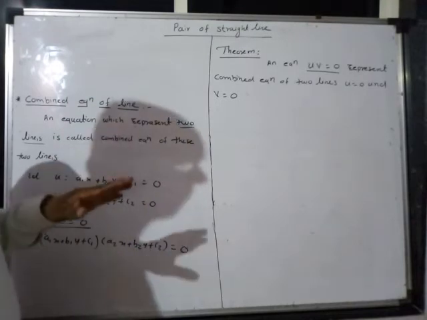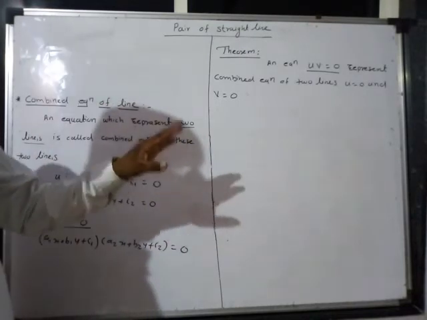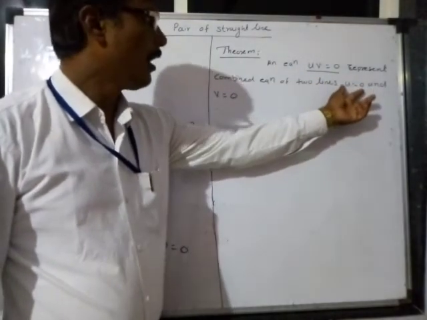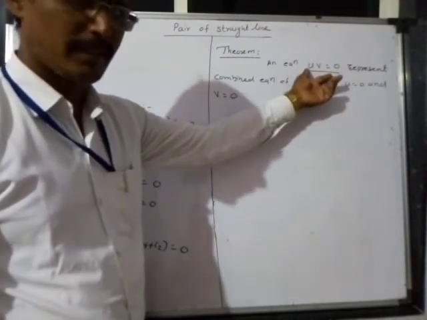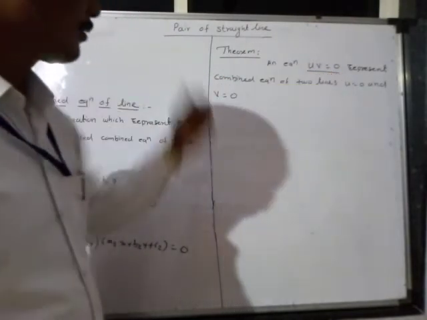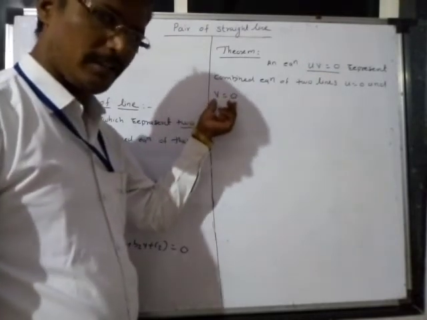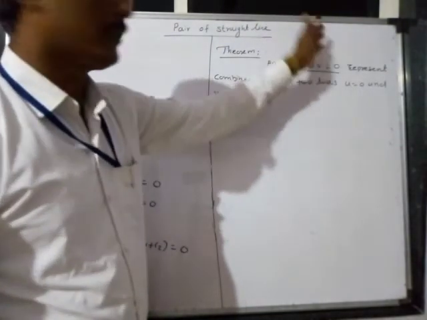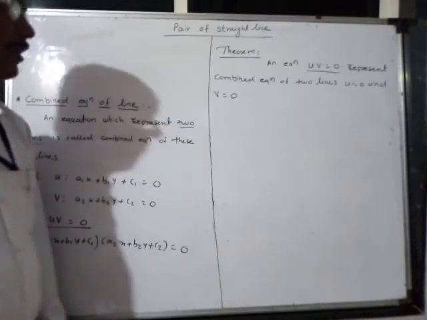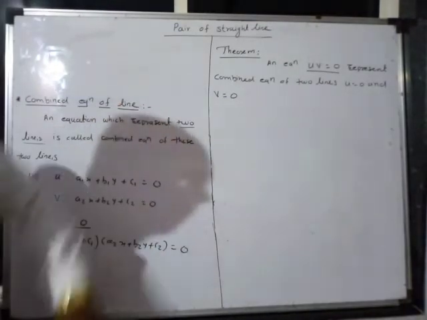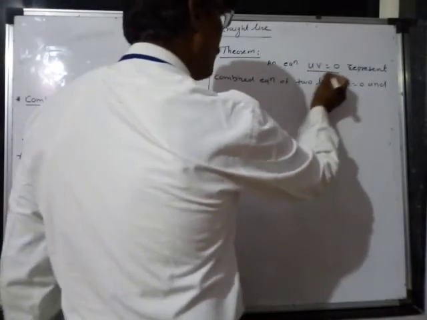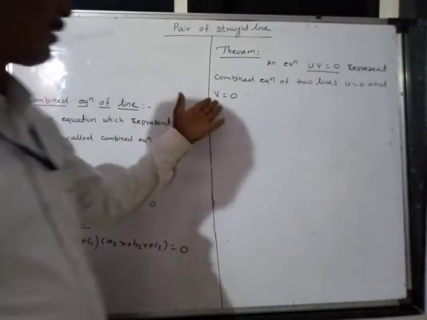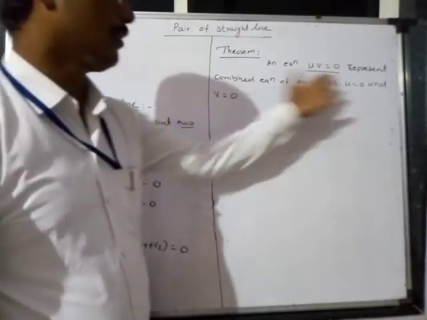How to prove this? We have to consider any one point on the line u, and show that this point also satisfies this equation. And also we have to consider any one point on the line v is equal to 0 and show that this point lies on this line. That means this equation must be satisfied by that point. Or in other words, we have to consider any one point on this line u into v is equal to 0 and prove that this point lies on this line also and this line also.